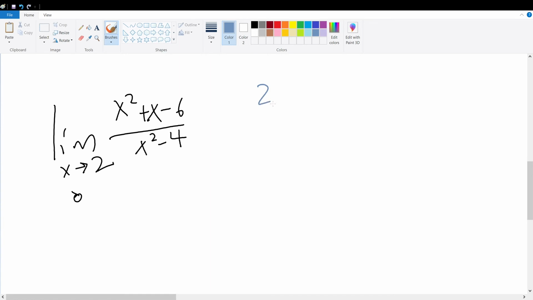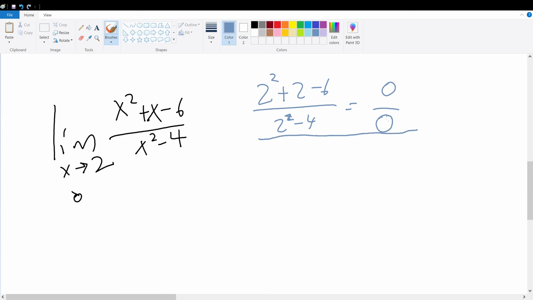So that would be 2 squared plus 2 minus 6 over 2 squared minus 4, which will be 4 plus 2 is 6, 6 minus 6 is 0. Now 2 to the power of 2 is 4, 4 minus 4 is 0. That's 0 over 0, which is an indeterminate form, so we can't use direct substitution. We can try to conjugate it, but we can also use L'Hopital's rule in this situation.